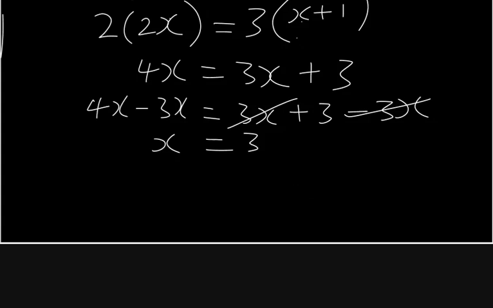The coefficient of x here now is 1, so we don't need to start dividing. If you want to divide by the coefficient, it is 1x over 1 is equal to 3 over 1. So it's going to give you x is equal to 3 over 1. Therefore, x is equal to 3.